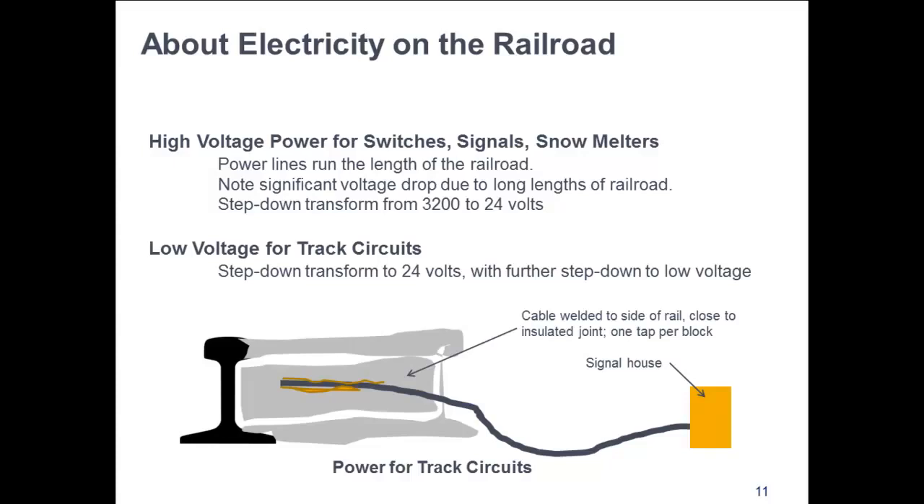Higher voltage power is provided to switches, signals, and such things as snow melters. Lower voltage power is provided to the track circuits as shown in the drawing. Jared will describe this. The power source enters a signal house, shown as the orange rectangle, that may serve multiple track circuits. The signal house is connected by a cable to the rail in each block. The cable is welded to the side of the rail near the insulated joint between blocks.